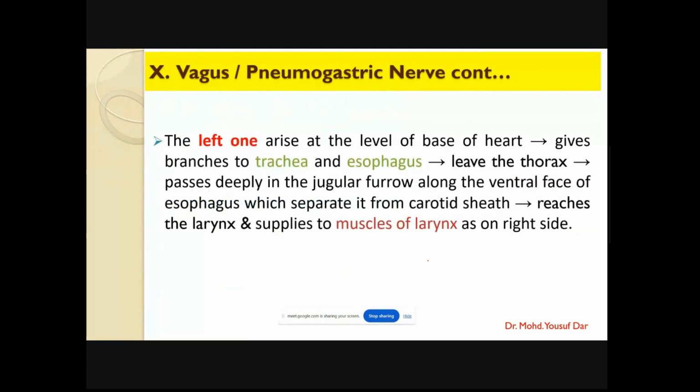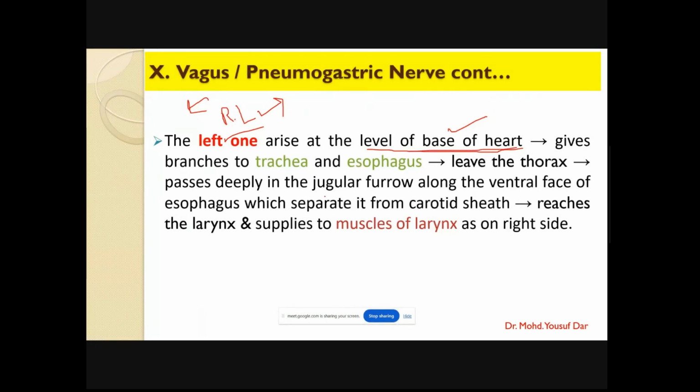Now we have the left one, that is the left recurrent laryngeal nerve. So left recurrent laryngeal nerve कहाँ से? That means from the left vagus से arise होगी. But here it arises just at the level of the base of the heart. So that means the right one arises earlier, whereas the left one arises at a later stage, at the level of the base of the heart. वो first rib पे arise होती है, it arises at the base of the heart.